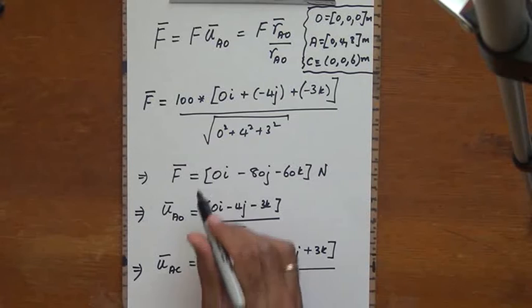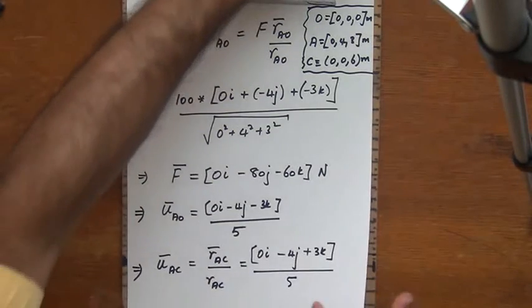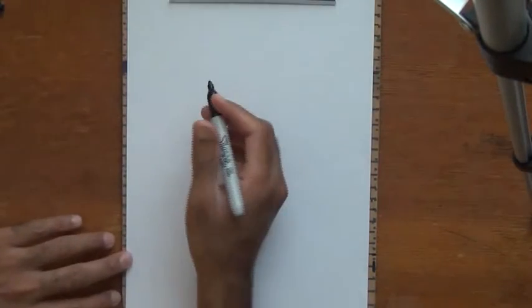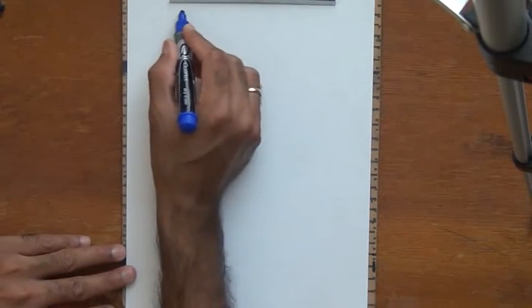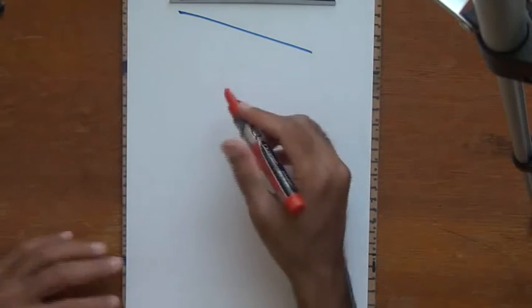Alright, so I have the force vector, I have the unit vector along AO, I have the unit vector along AC. Now we need to look at how to find the projection vector and how to find the vector perpendicular to the projection vector. Alright, and I'm going to look at the triangle once again. You can either draw it from scratch, or I'm going to draw it from scratch very quickly.